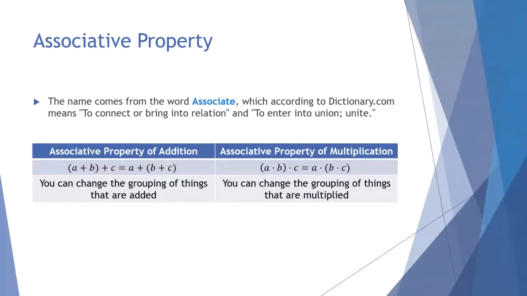It's the same thing with the associative property of multiplication. It only works when you have things that are multiplied. Once you throw a division in there, it doesn't work. But if you have a series of things that are multiplied, you can group them in different ways. You'll get the same answer. So the associative property is all about how they are grouped using parentheses.